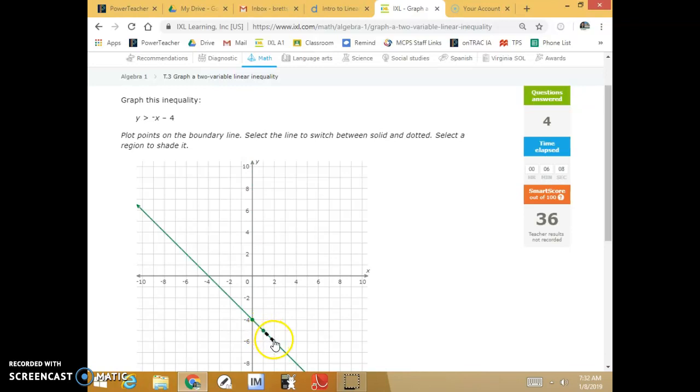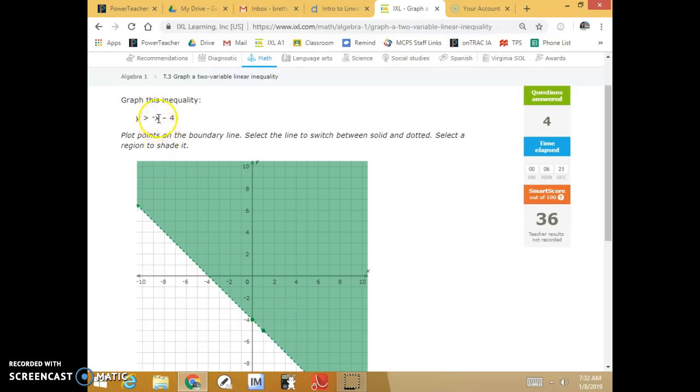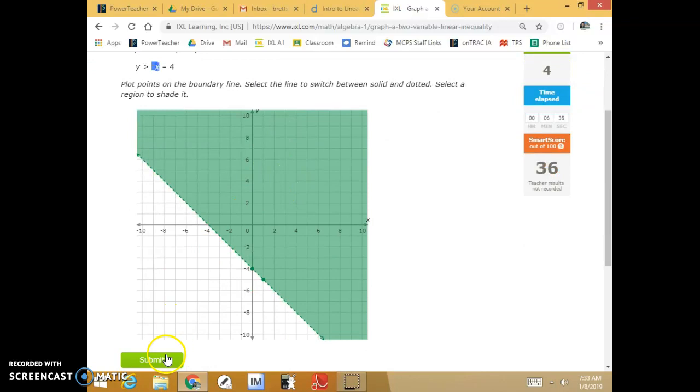Because this doesn't have an equal to below it, it's going to be a dotted line, or solutions will not fall on this line. And it's a greater than symbol, which means I want to shade above my line. And so this is kind of one of those nice examples that if I ignored this term and I just read it as y's that are bigger than -4, everything that's bigger than -4 is above it. So -3, -2, 0, all those y values are bigger than -4. That's why I'm shading up.